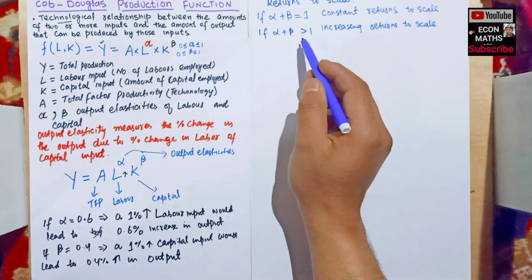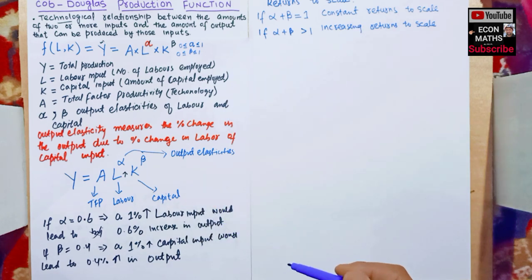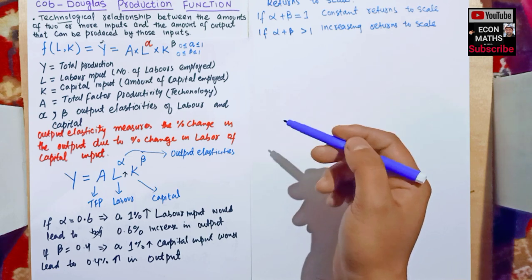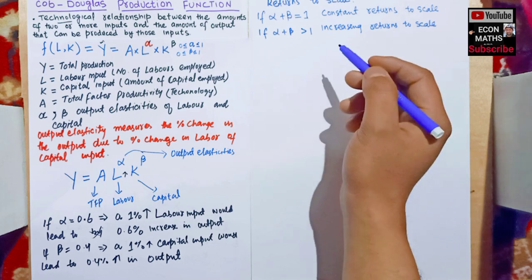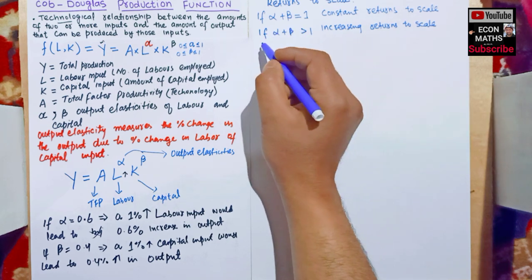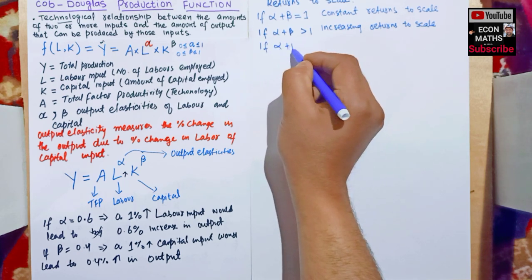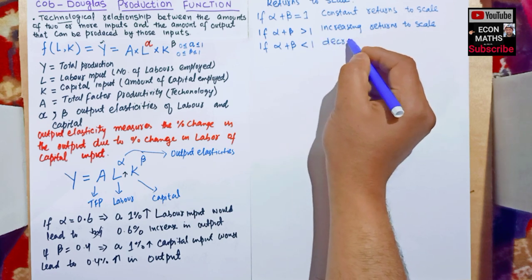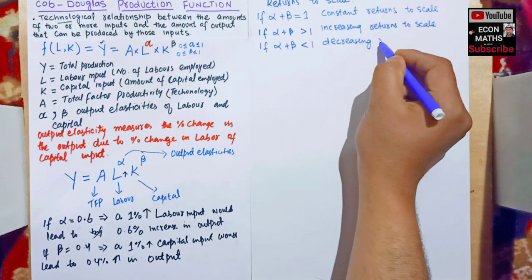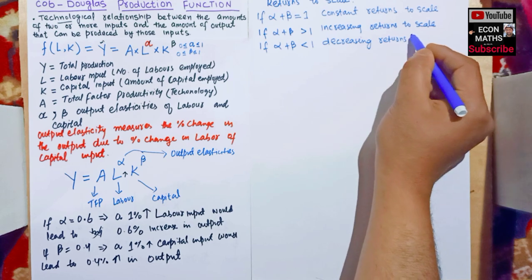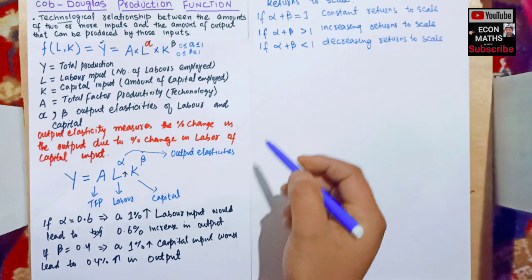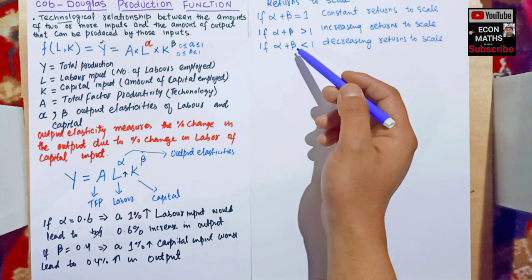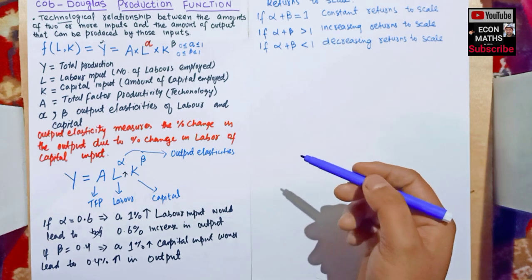Now, if alpha plus beta is greater than 1, then we have increasing returns to scale. That means if we double the amounts of labor and capital, our output will get more than doubled. So there is increasing returns to scale. Similarly, if alpha plus beta is less than 1, then we have obviously decreasing returns to scale. That means if we double both labor and capital, then our output will increase but less than double.